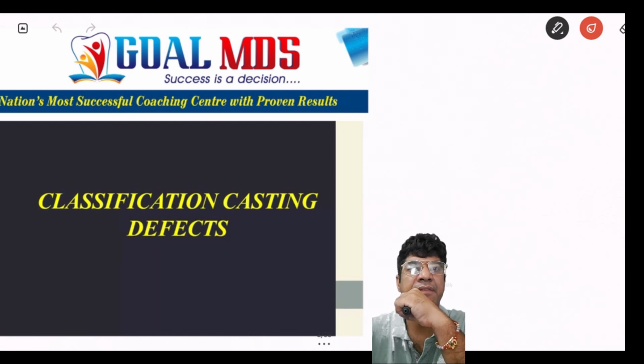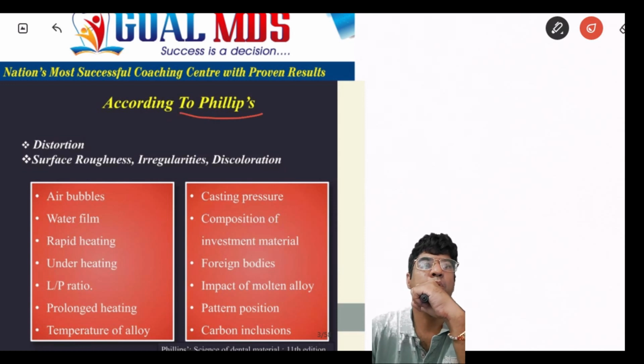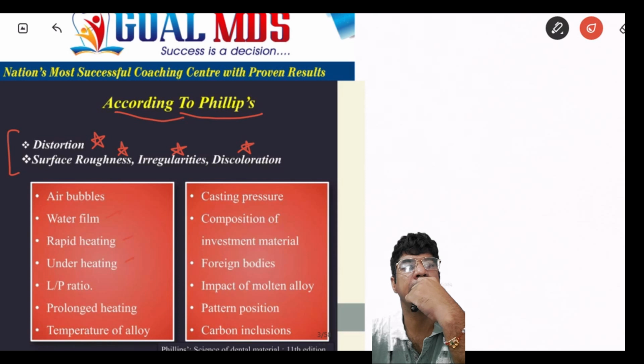Now let us discuss the various classifications of casting defects. According to Phillips, the classification can be based on the following: distortion, surface roughness, irregularities, discoloration, formation of air bubbles, water films, rapid heating, underheating, inadequate water-liquid ratio, prolonged heating, temperature of the alloy, casting pressure, composition of investing materials, and foreign bodies. All of these can lead to defects.